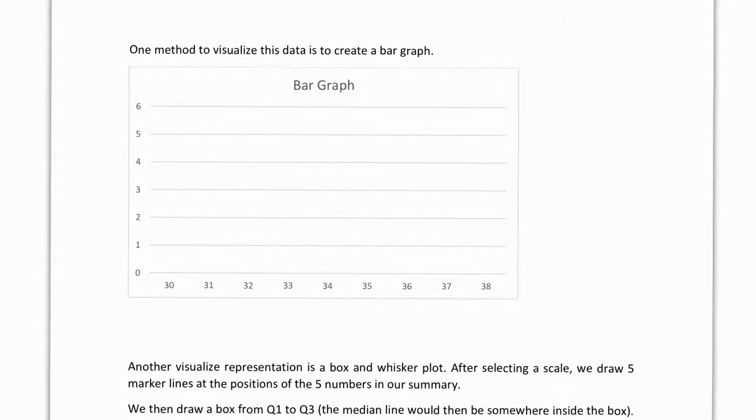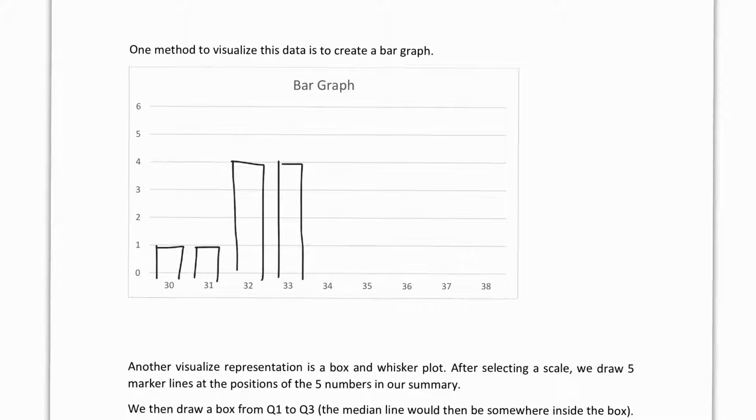So looking at our data, it appears that we have 1 for 30. So we'd make a bar of height 1. For 31, it also occurs 1 time. For 32, it occurs 4 times. For 33, we also have 4 times. For 34, we just have 3 times. For 35, we have 5 times. Remember, that's going to be the mode, the most often. 36, 37, and 38 are each just once.